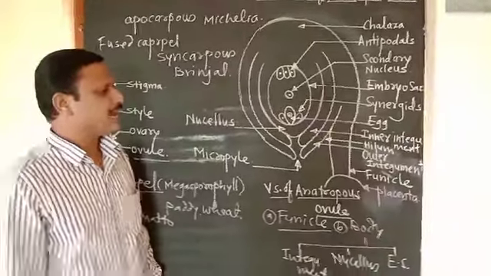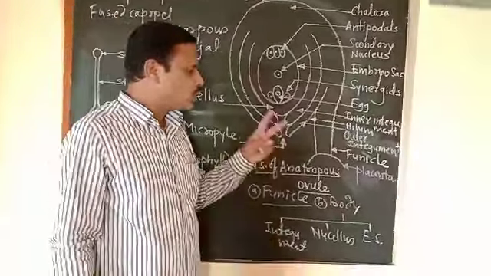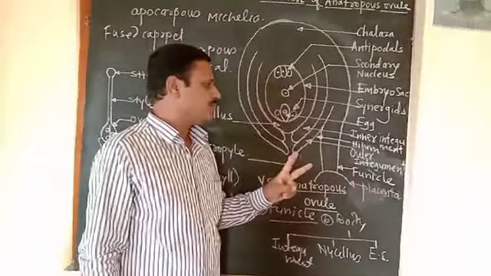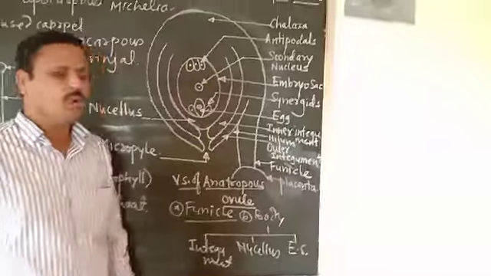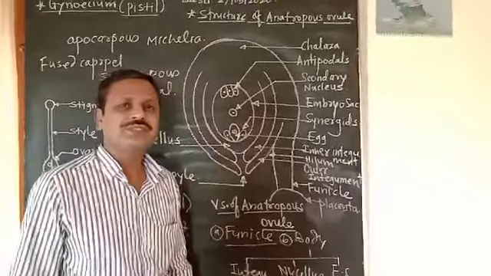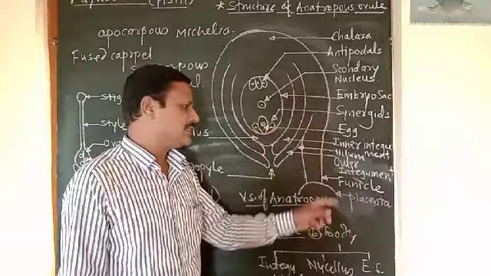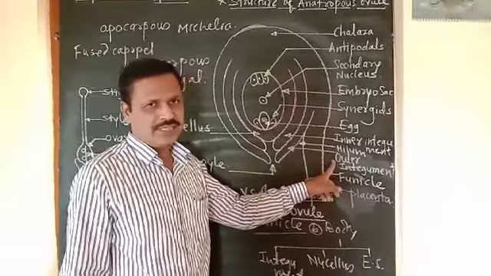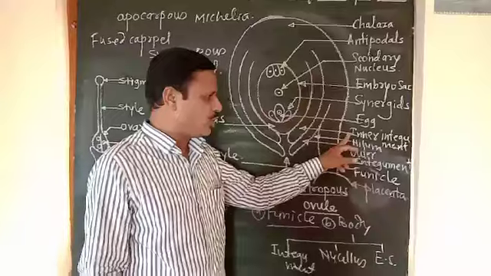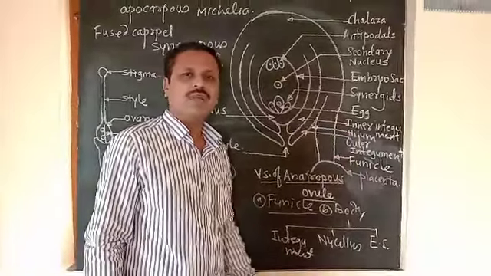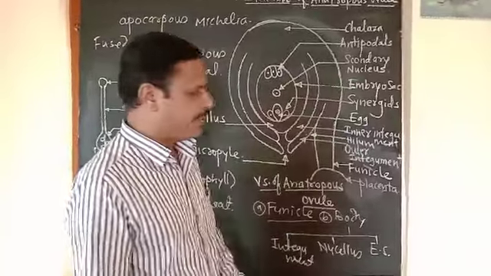As there are two integuments, the ovule in which there is presence of two integuments, that is the outer integument and the inner integument, such a type of ovule is called a bitegmic ovule.